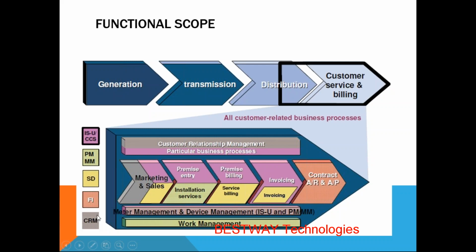If you want to implement marketing and sales, one option is to go with your CRM. Or there is another option called ISU CCS, Customer Care and Services. But nowadays we are not using Customer Care and Services. We are fully dependent on CRM, because CRM came up with a web UI, web applications, so it is a more advanced version.